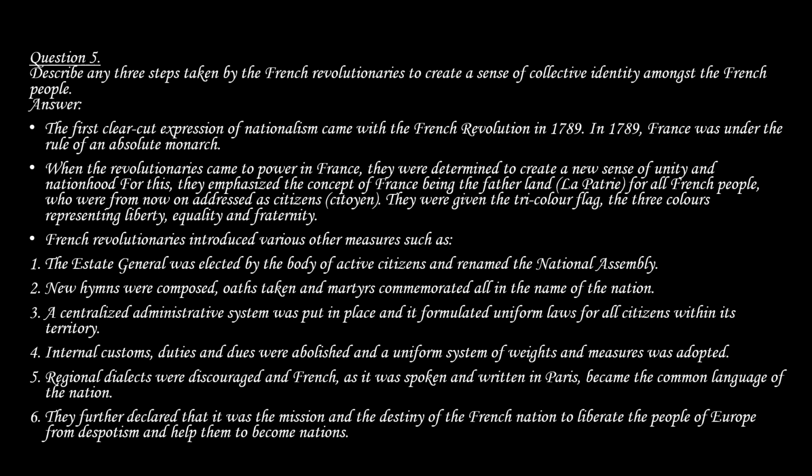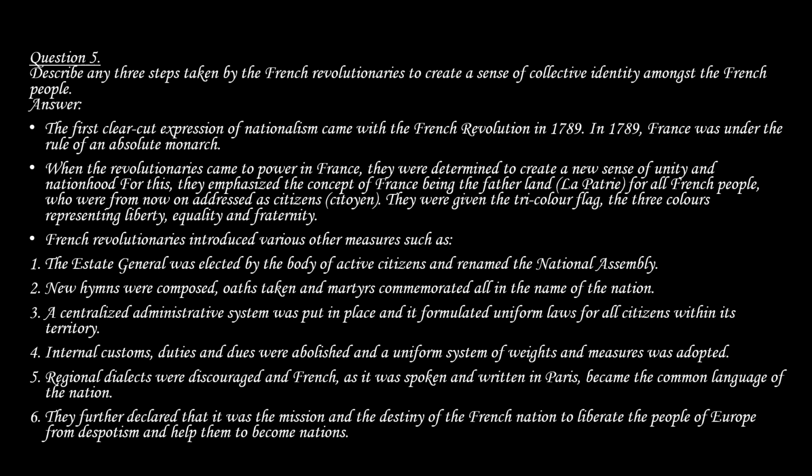All French people, who were from now on addressed as citizens, were given the tricolor flag, the three colors representing liberty, equality, and fraternity. French revolutionaries introduced various other measures also. They are as follows. The Estates General was elected by the body of active citizens and renamed the National Assembly. New hymns were composed, oaths taken, and the martyrs commemorated, all in the name of the nation.